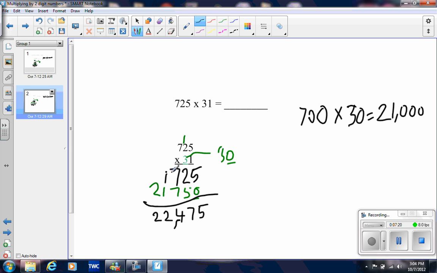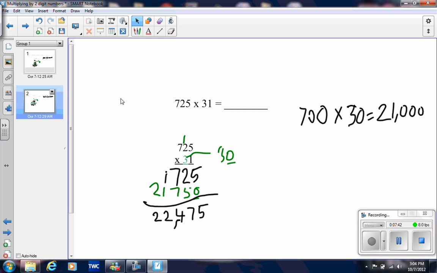Just a quick look. I got 725 for that first. That makes sense. 3 times 5 is 15. 3 times 2 is 6, plus 1 is 7. 3 times 7 is 21. So I know my second row is correct. Check my adding. 5, 7, 14, 2, and 2. So I know I've done this one correct as well.